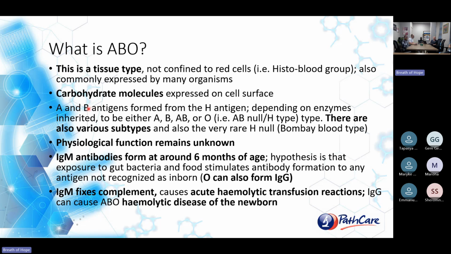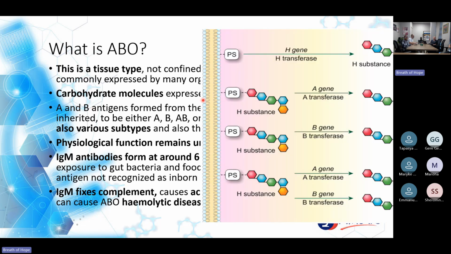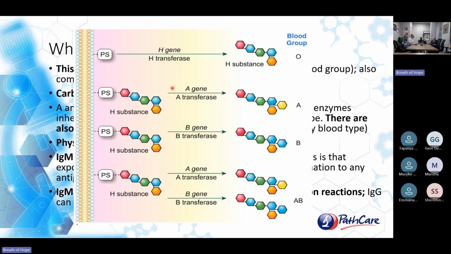So the A and B antigens are formed from the H antigen. What happens is you have a precursor substance on your cell membrane. Most human beings have an H gene, which causes this precursor substance to be transformed into antigen H. And if you only have antigen H, you are blood group O. If you have the A gene or the B gene, you'll then convert this H substance into an A or B. And if you have both genes, you'll have AB.